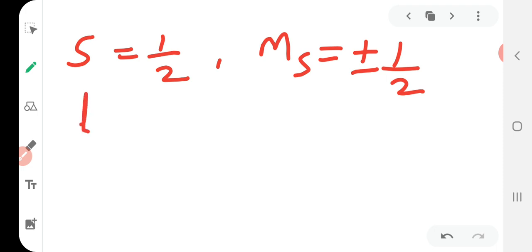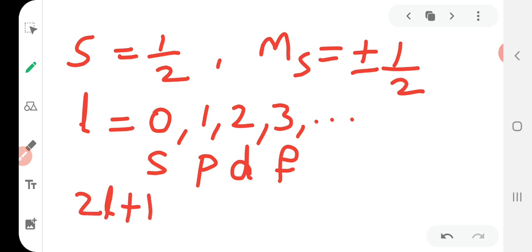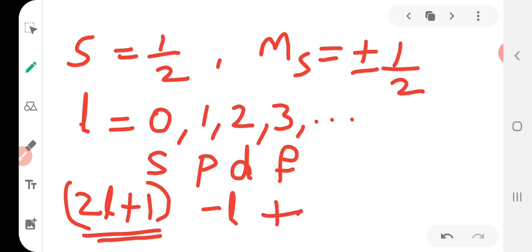And what is L? L is the orbital angular momentum quantum number. It will be having values 0, 1, 2, 3, etc. And L is equal to 0, it is for S electron. L is equal to 1, it is P. 2, it is D. 3, it is F, and so on. And in presence of magnetic field, L will have 2L plus 1 orientations. That is from minus L to plus L, including 0. 0 is also included.